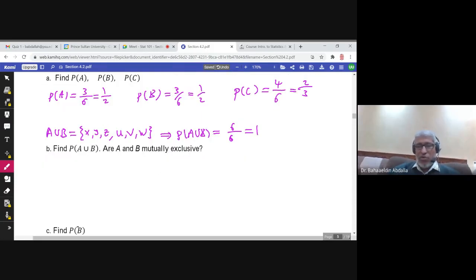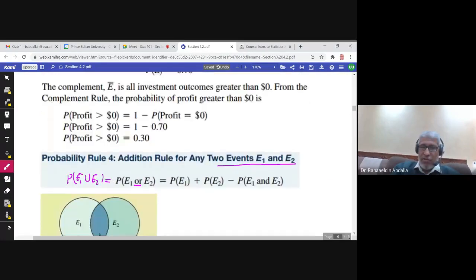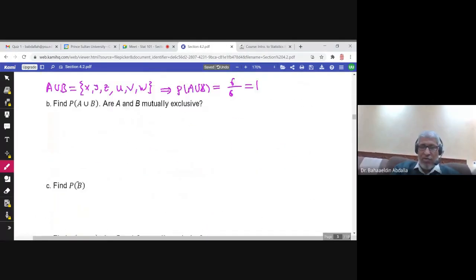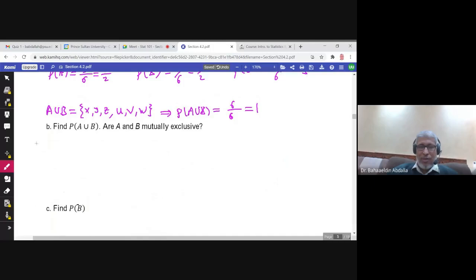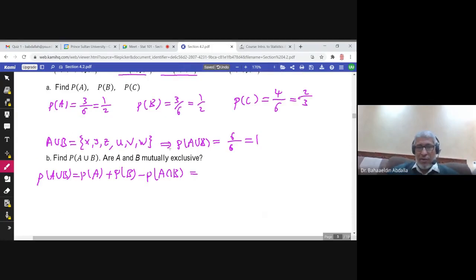If you want to use the formula, the additive formula for two events, you can. It will give you the same answer. So probability of A union B according to the formula would be probability of A plus probability of B minus probability of the intersection A and B. Probability of A is half. Probability of B we found in part A is half.